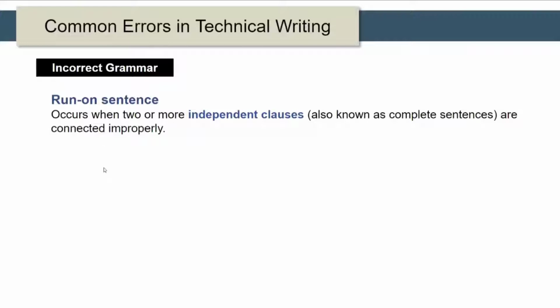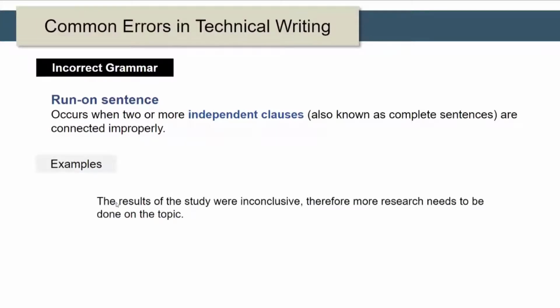First such grammatical error is run-on sentence. Right? When you have 2 or more independent clauses, but instead of treating them independently, you tend to just join them through a comma. So for example, the results of the study were inconclusive, comma, therefore more research needs to be done on the topic. How do you decide that something is an independent clause?